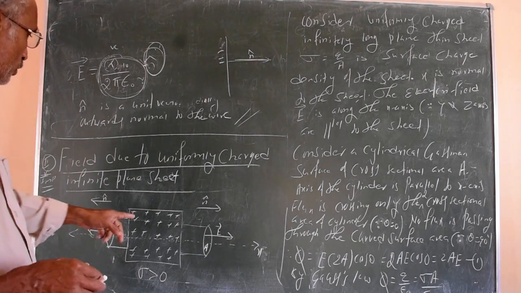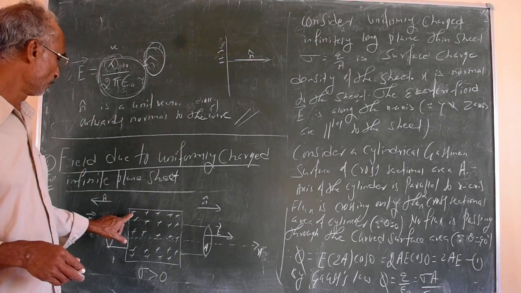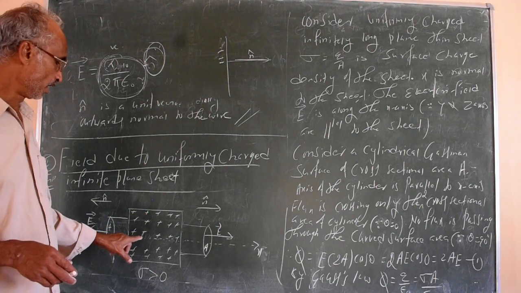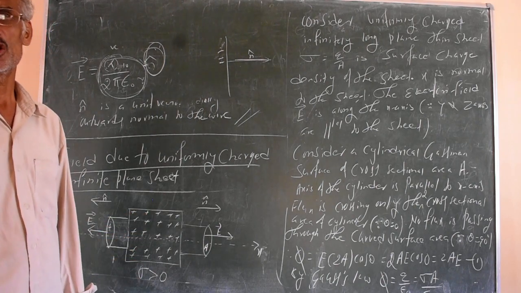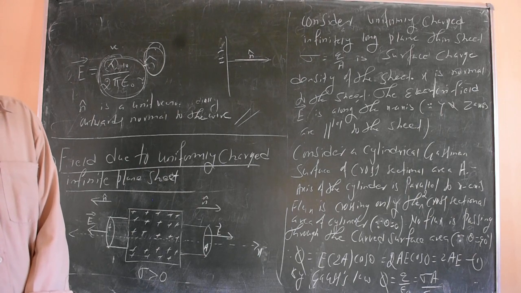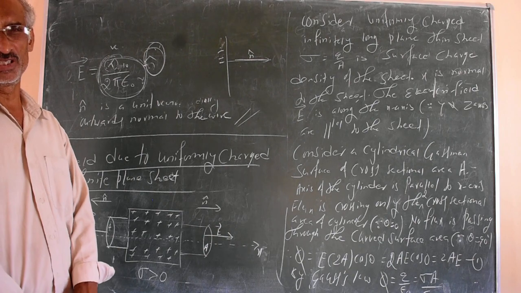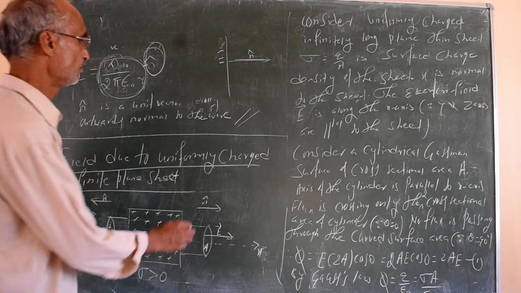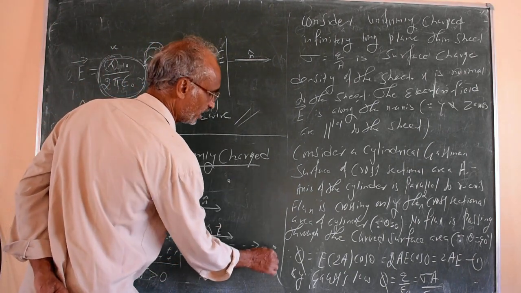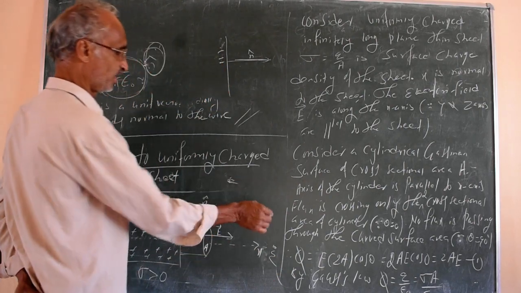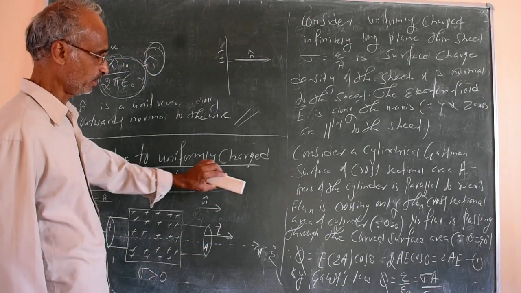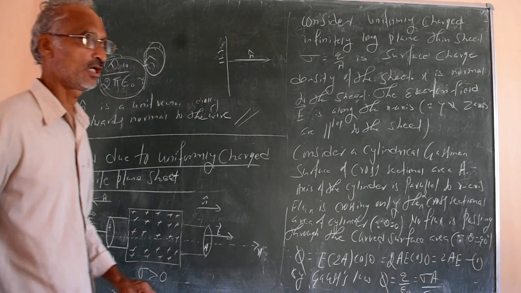Uniformly charged means the charge distribution should be the same. Not like somewhere the concentration of the charge is more and somewhere less. Charge is uniformly distributed and continuously distributed, tightly packed on the surfaces. Discrete distribution means single point charges, with separation between the charges. Then there is a discrete charge distribution.